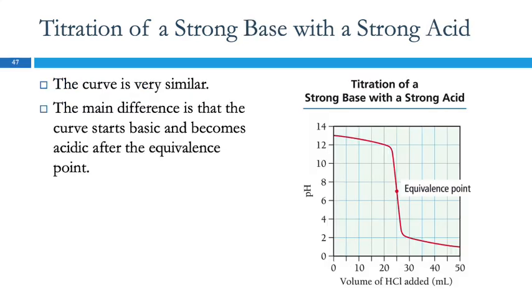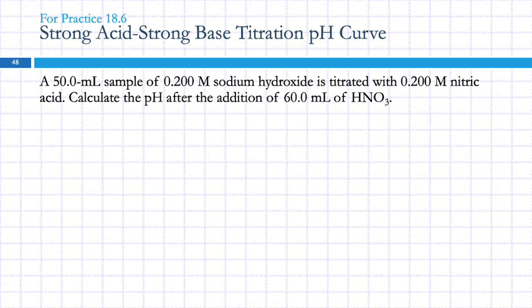When we titrate a strong base with a strong acid, the curve is sort of flipped, right? So now we start with a high pH, we get the equivalence point, the pH drops rapidly, and then we end up with an excess of acid afterwards. So this is the example we didn't do last week, so we're going to do this one.